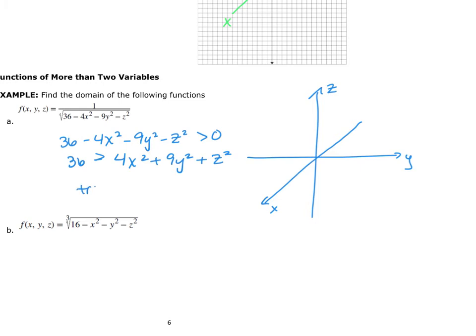And let's do the trace in the xy plane. So z is equal to 0. So let's take a few moments to make sure we are comfortable with this. So I have 36 is greater than 4x squared plus 9y squared. And so I have 1 is greater than x squared over 9 plus y squared over 4. So in this case, I'm going to go here in the x 3. So here's 3 and negative 3. In the y, I'm going to go 2. So negative 2 and 2. So this is what that piece kind of looks like, terribly drawn.